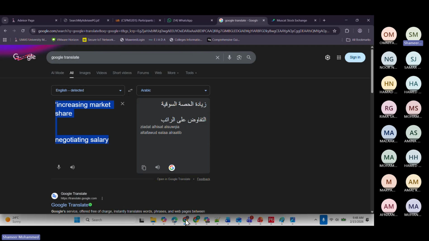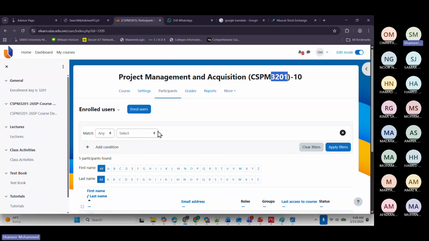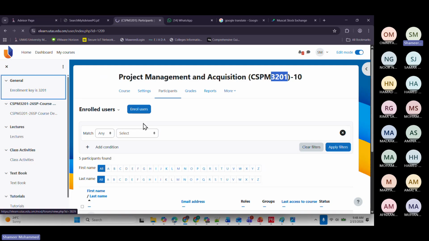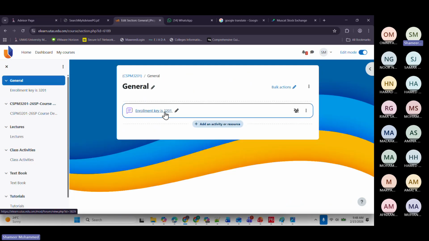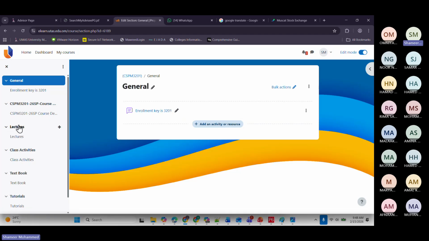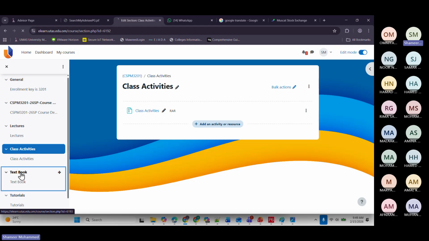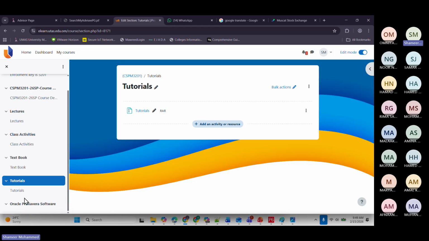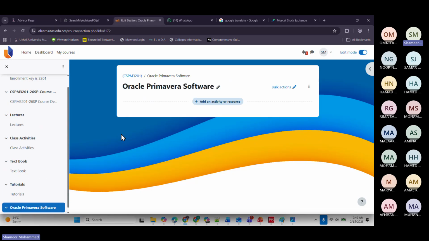So first you register here, go to this course, then log in, enroll with this key. By typing this key, you can do self-enrollment. Download these resources: lectures, activities, textbook, tutorials, etc. The software I will share, I will give you the link. Later, if you want, you can install it on your laptop at home. You can practice.